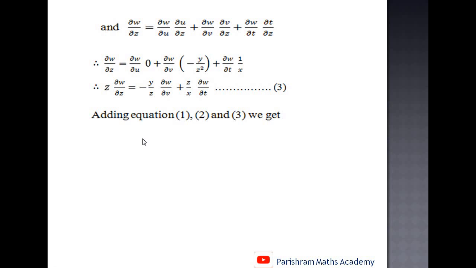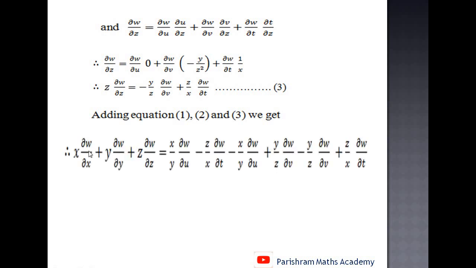And therefore from equation number 1, 2 and 3 we can take their addition. We get x ∂w/∂x plus y ∂w/∂y plus z ∂w/∂z equal to, from equation number 1, the value of x ∂w/∂x is x upon y into ∂w/∂u minus z upon x into ∂w/∂t. From equation number 2, the value of y ∂w/∂y is minus x upon y into ∂w/∂u plus y upon z into ∂w/∂v. And from equation number 3, the value of the last term is minus y upon z into ∂w/∂v plus z upon x into ∂w/∂t.